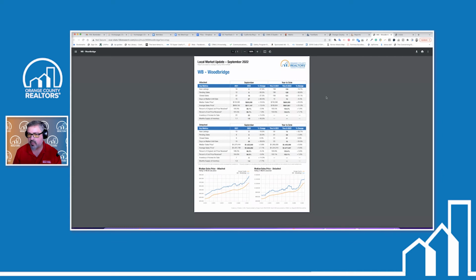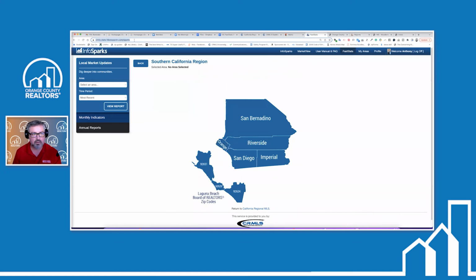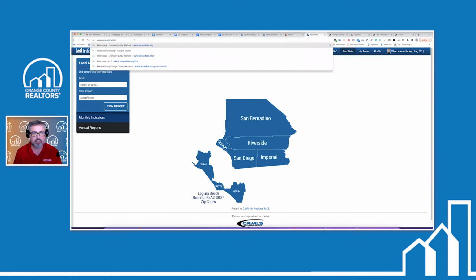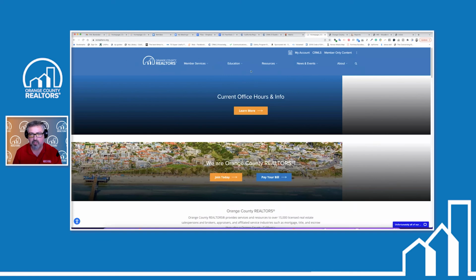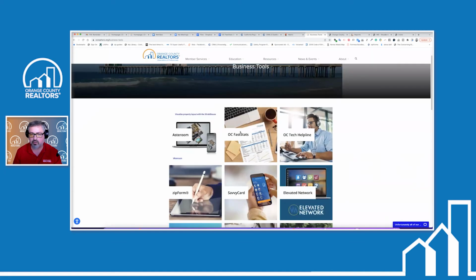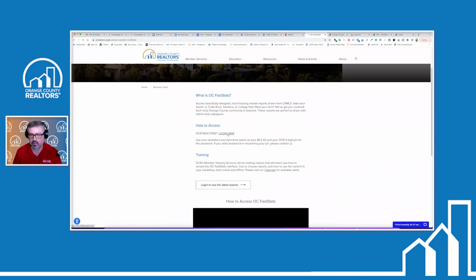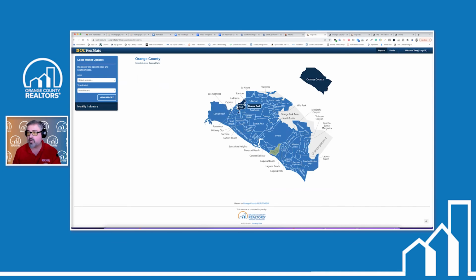Let's see, how did I get to this again? Very easy. I go to www.ocrealtors.org. From here, I'm going to move my mouse to where it says resources and a drop-down menu appears. I'm then going to scroll down and click on where it says business tools. And from here, I'm going to click on the little tile that says OC FastStats. Now from here, I'm going to click on login and input my username and password for Orange County Realtors' website. Typically, that should be your user ID for the MLS and then your 4-digit PIN number that you use for your e-key.